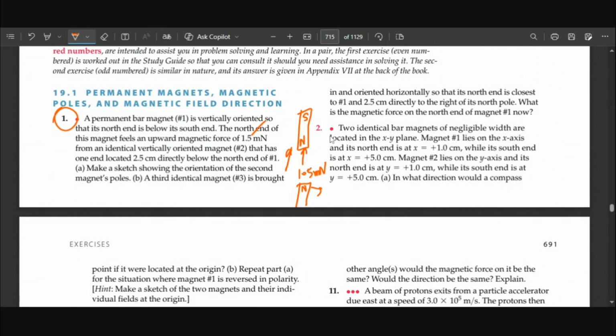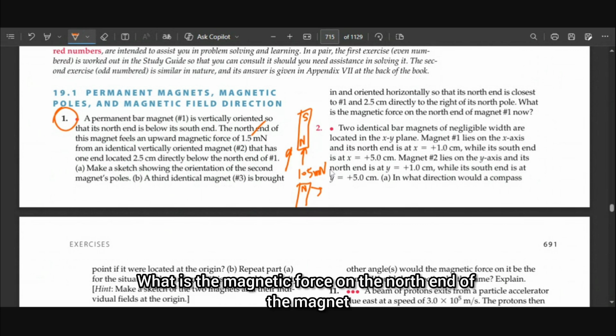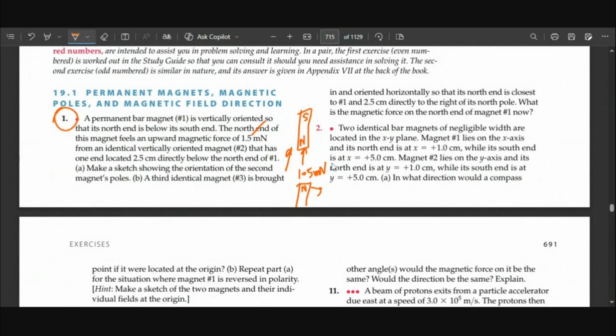That is correct. In the second part, it is saying that a third identical magnet is brought in, oriented horizontally so that its north end is closest to magnet 1 and 2.5 centimeters directly to the right of the north pole. What is the magnetic force on the north end of magnet 1 now? So this is the permanent bar magnet, and this is the second bar magnet.